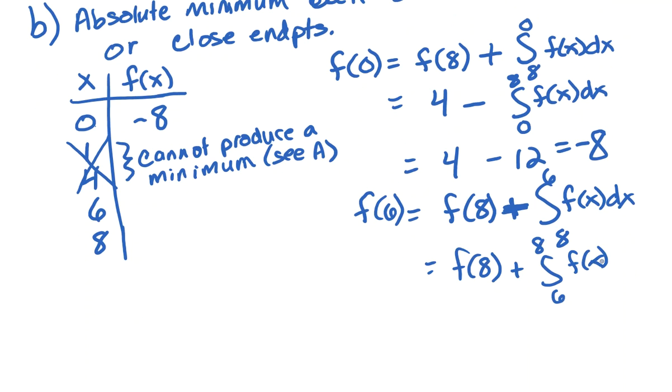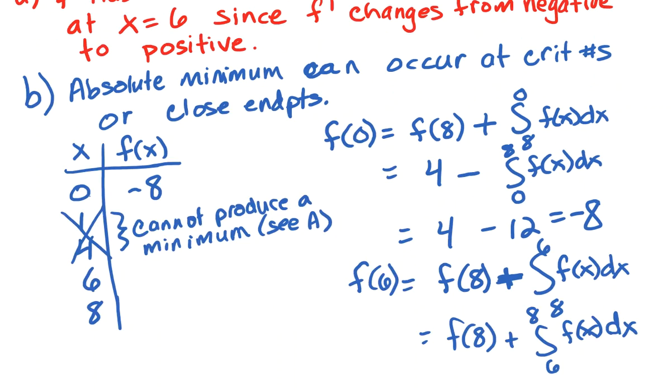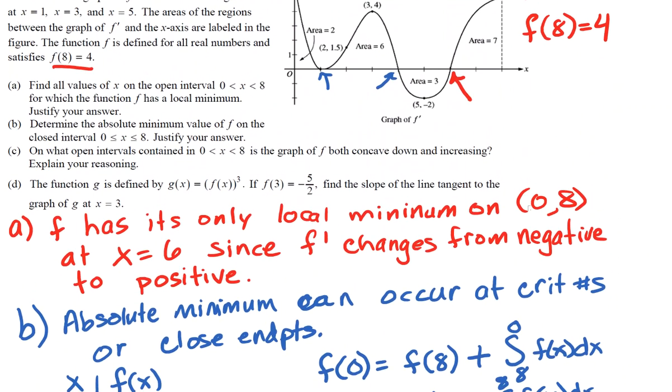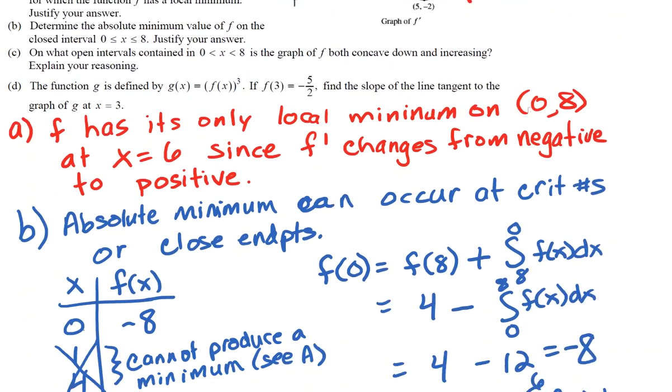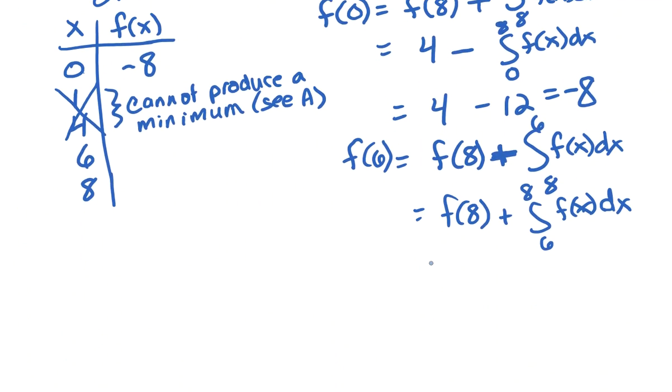And how do we know that area? It was given to us. So again, go back up to your picture and look at the region from 6 to 8. That region was given to be a 7. So that's why those areas were given. So f of 8 was 4, and we are taking away 7. So this value would be a negative 3.